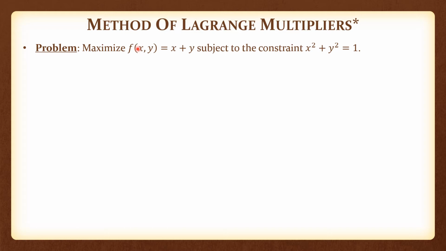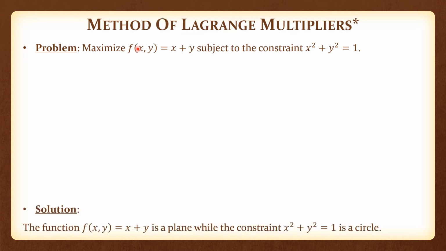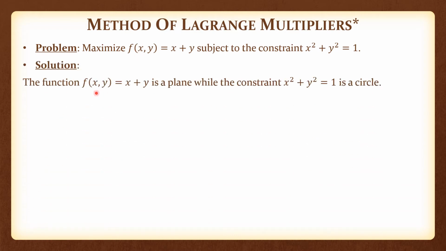But instead of doing that, before using Lagrange multipliers, I am going to use geometry to illustrate what we mean by this maximization. As I said, the function f of x, y equals x plus y is a plane. The constraint is a circle. So consider the points on the plane that satisfy the constraint. When we are looking at the maximization subject to the constraint, we are only looking at those points that satisfy the constraint, and among those points, where is the maximum?